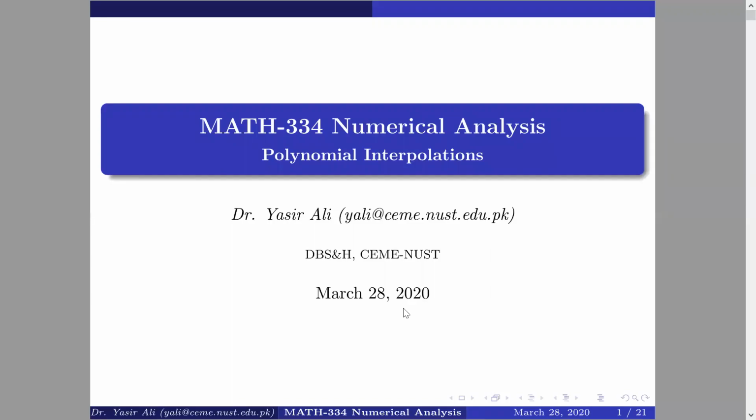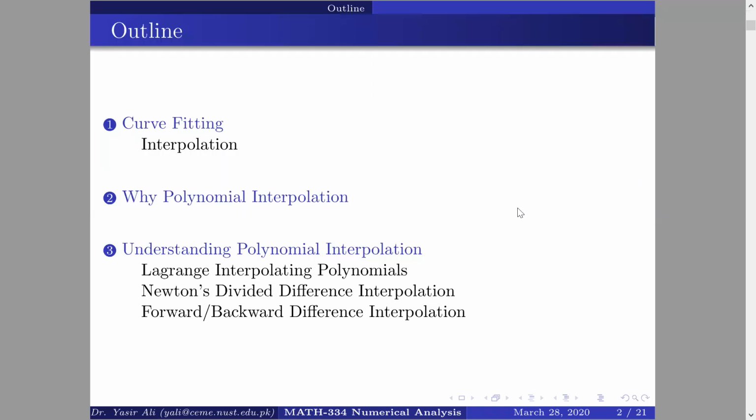I am Dr. Yasir Ali, and today's lecture is about polynomial interpolation. In today's lecture, we will be discussing basic material about curve fitting, interpolation, and polynomial interpolation.